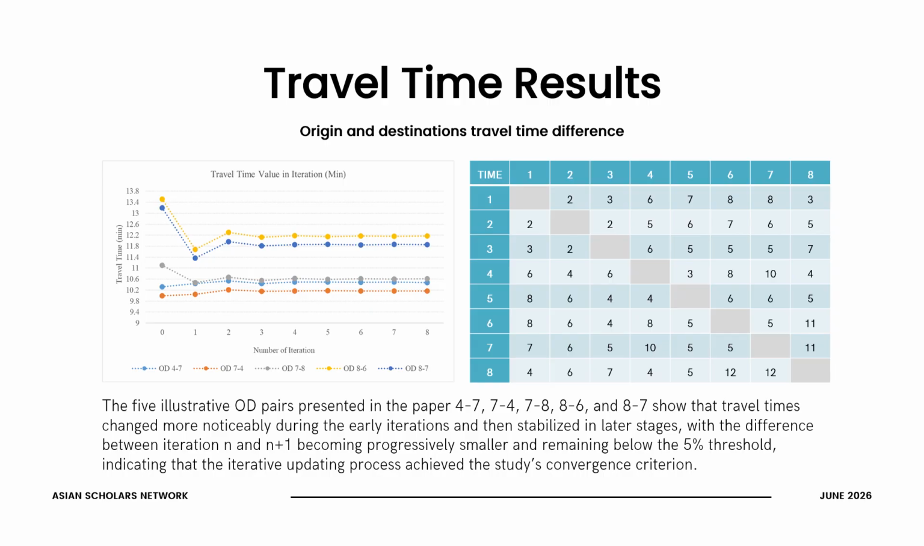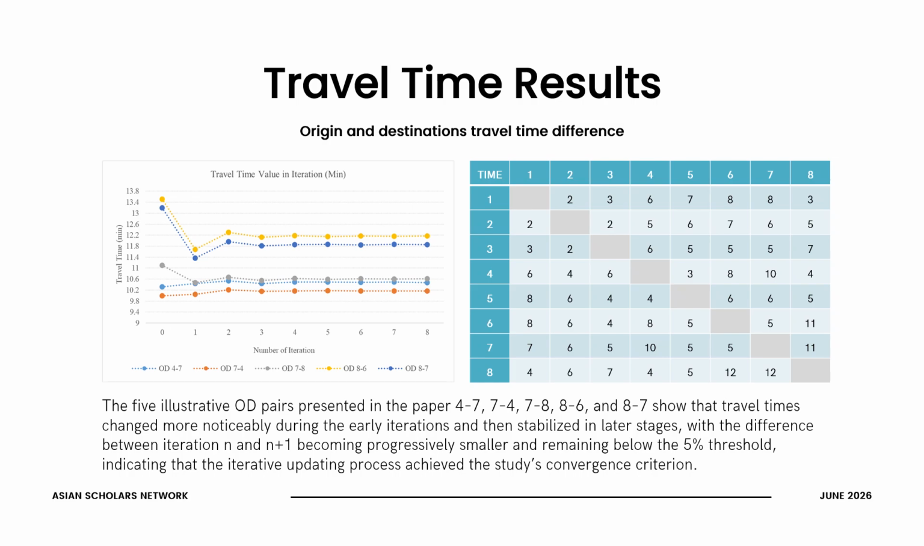To illustrate the convergence, the paper presents 5 sample OD pairs: 4 to 7, 7 to 4, 7 to 8, 8 to 6, and 8 to 7. The results show that travel times change more noticeably in the early iteration and then become more stable in the later stage. In other words, the difference between iteration n and iteration n plus 1 becomes progressively smaller.